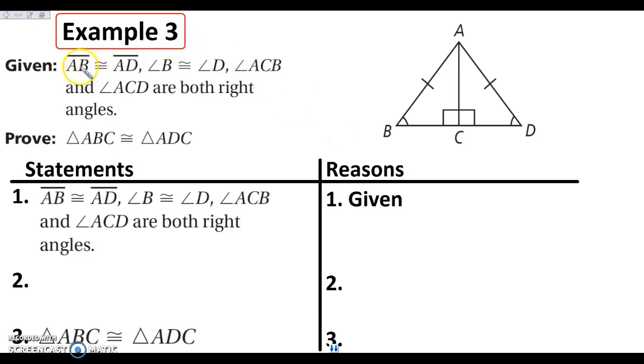All right, so we are given AB and AD are congruent. That is marked. We are given that B and D are both congruent. And we're given that ACB and ACD are both right angles. Okay, there's actually several ways that we could prove that these two triangles are congruent using a variety of options. Okay, we're going to go with the shortest way right now.